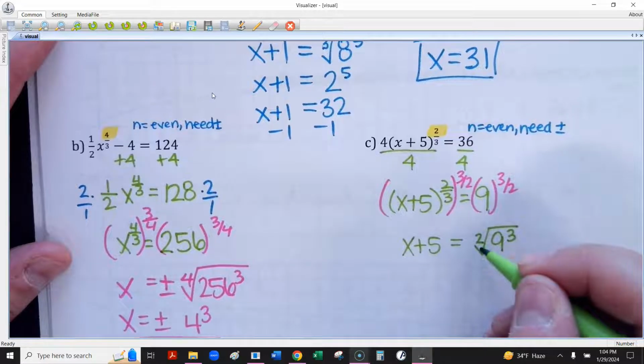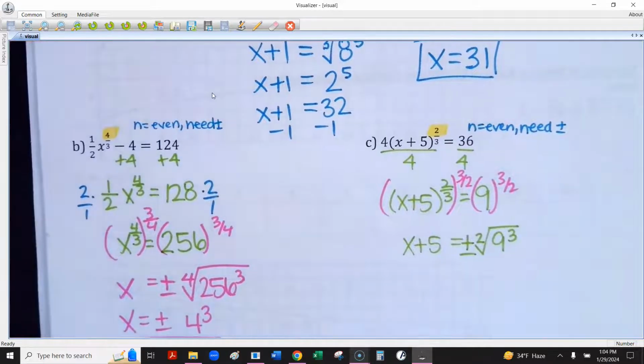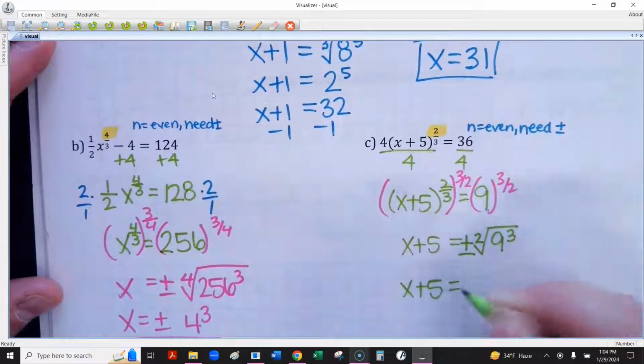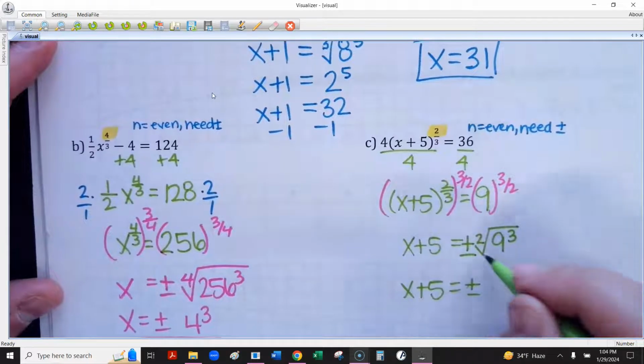But because this is an even root, square root in this case, you need that plus and minus symbol because that has 2 possible answers. So plus and minus, square root of 9 is 3.